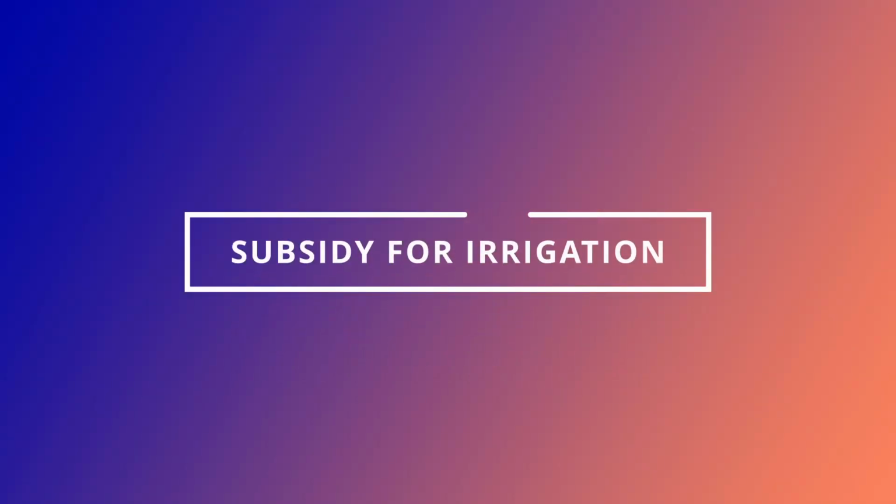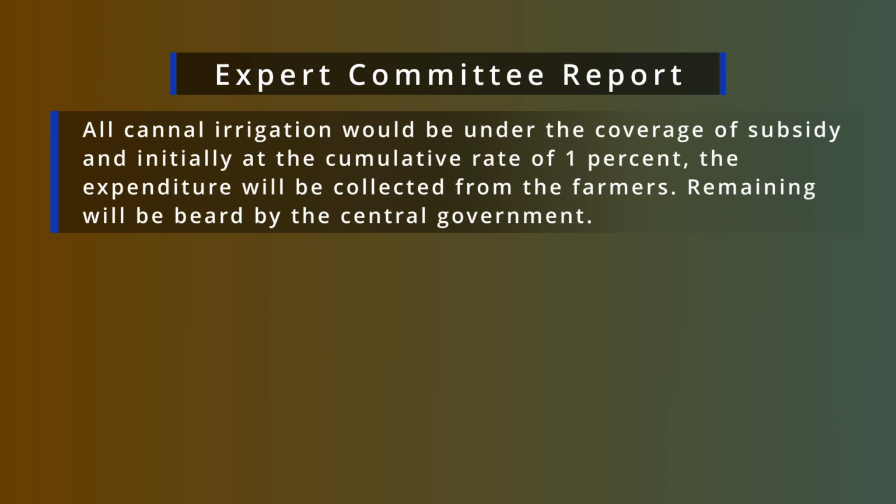Now we are going to discuss the subsidy in the irrigation sector. An expert committee in 1990 submitted its report, and according to this report, all the canal irrigation should be under the control of the state subsidy. Through this, there will be huge expenditure by the government, as it is subsidized.